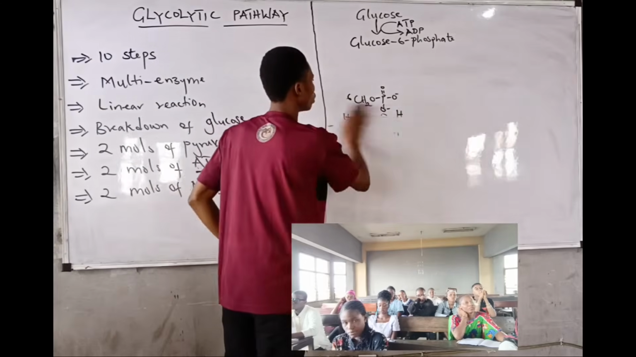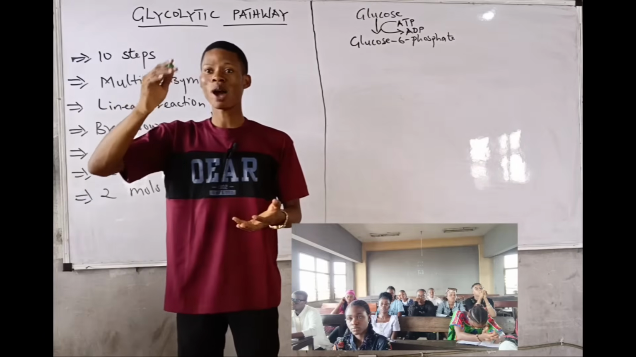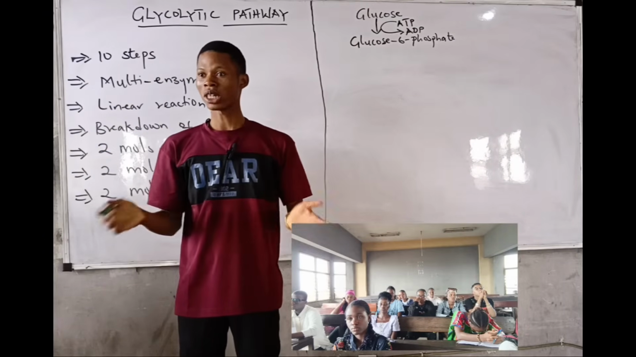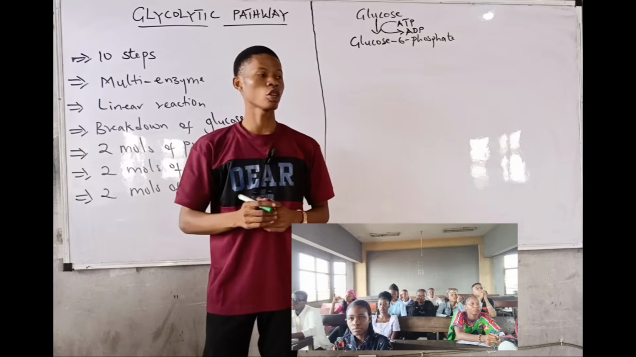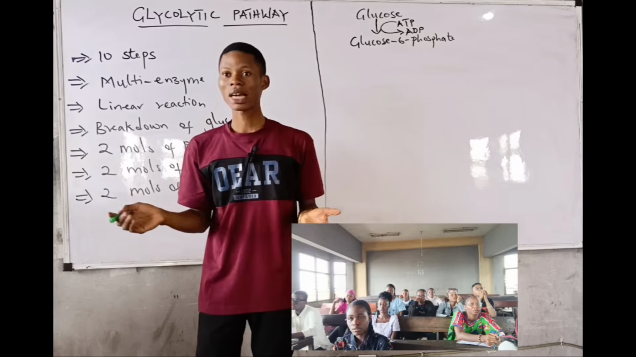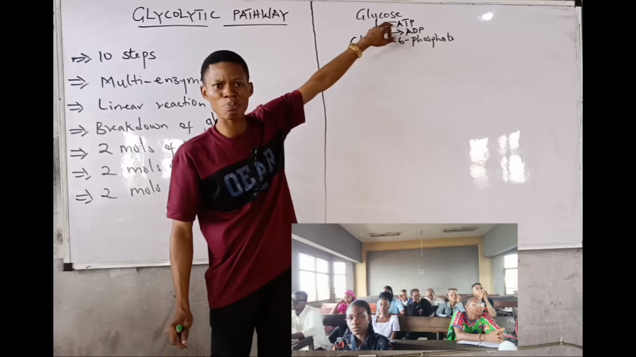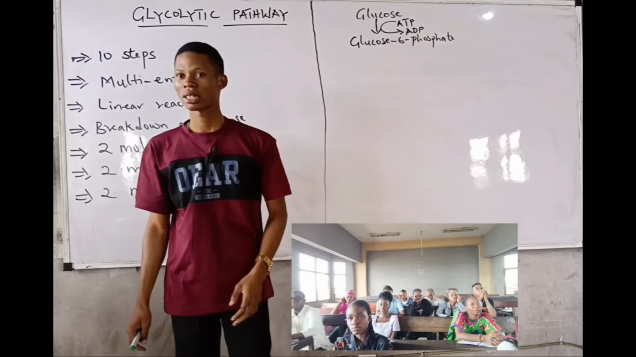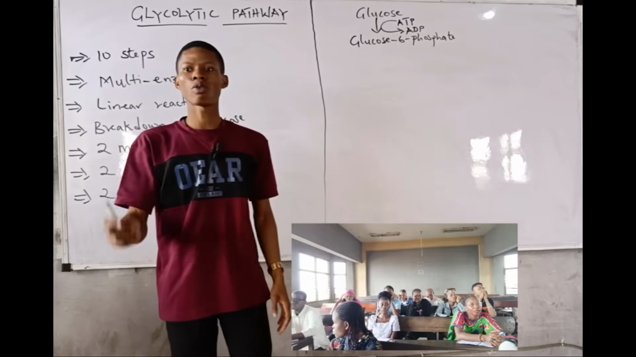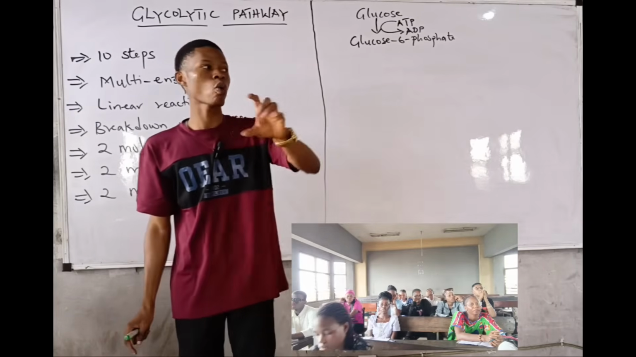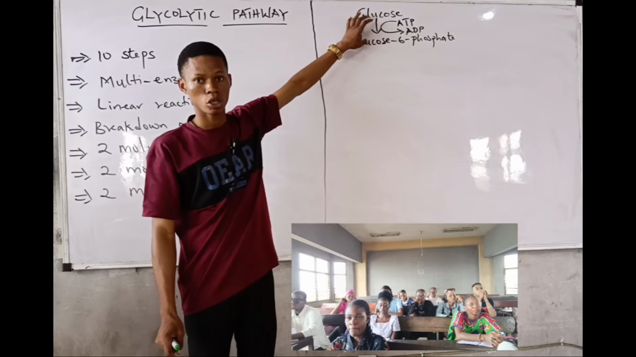Now, we've gotten glucose 6-phosphate, but there's a problem here. The reason we are breaking down glucose is to give us energy, right? What's the energy currency of the cell? ATP, right? We are supposed to be producing ATP, but we are using ATP instead of producing it. That's the problem. When we talk about the 2 phases of glycolysis, you'll see why this is called the preparatory phase or the priming phase. Do you get that?